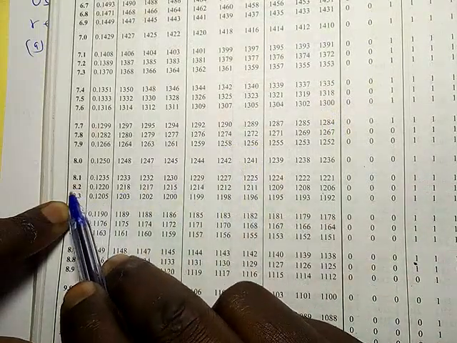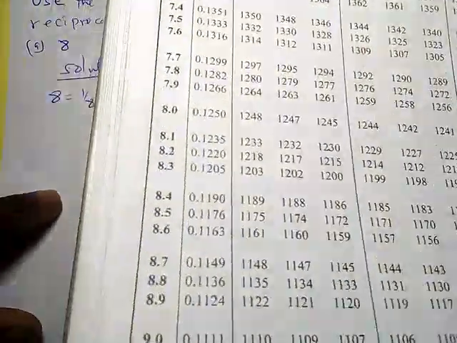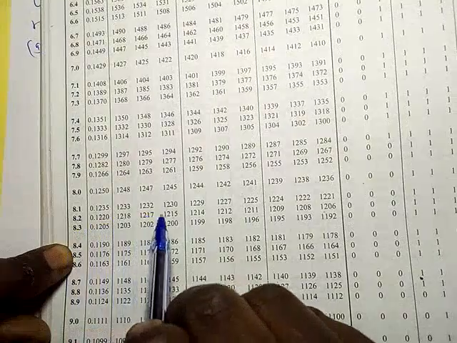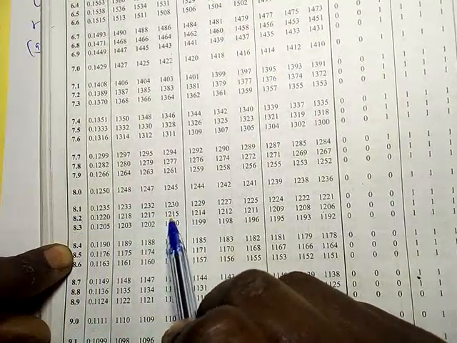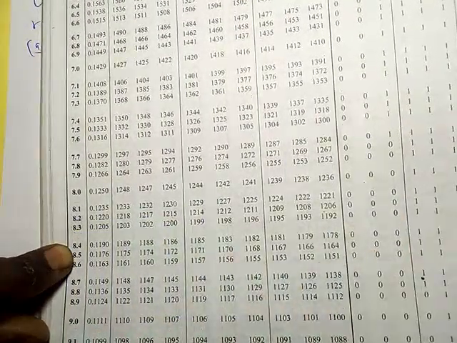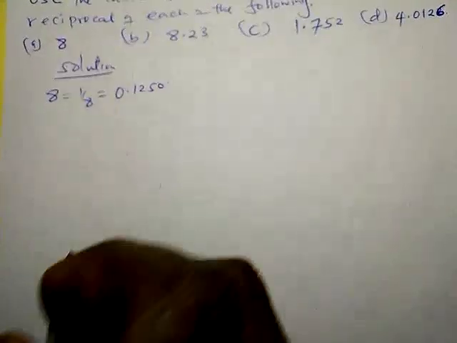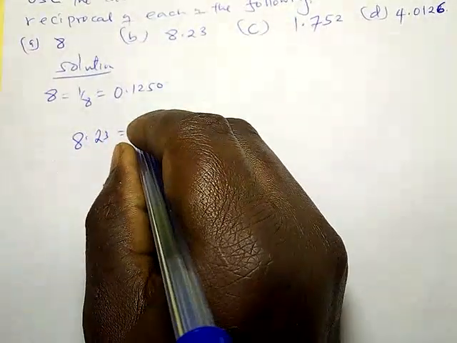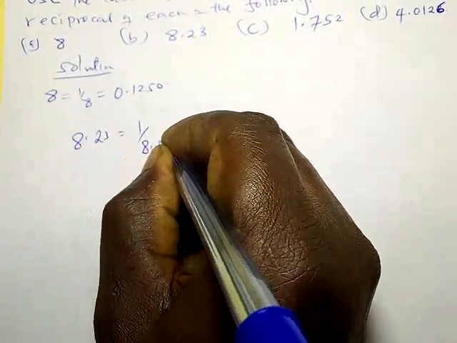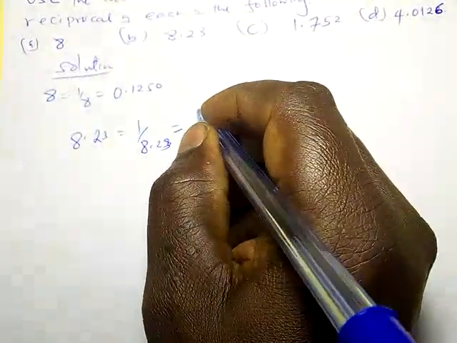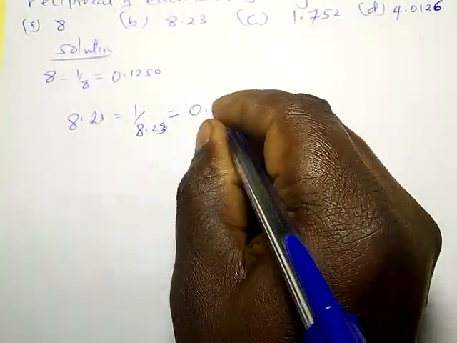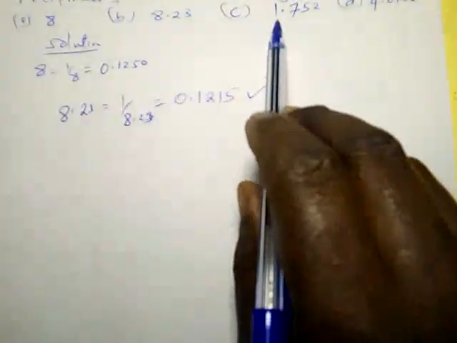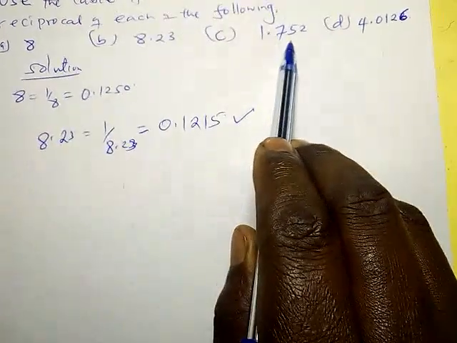So the reciprocal of 8.23 is 0.1215. The reciprocal of 80.23 is 1 over 80.23. We read it directly from the table, it is 0.215. That is it. Now what about the reciprocal of 1.752?